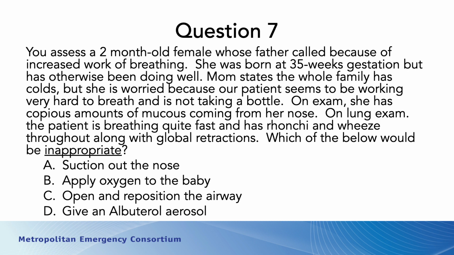This is a kid with bronchiolitis. It's 2 months old. Everybody always wonders, you know, bronchiolitis, asthma. This is a very young child, and there's a lot of viral symptoms, so it's bronchiolitis. So their biggest problem is their nose. So you can suction the nose out. You can give them some oxygen if they're hypoxic. You can reposition the airway, but albuterol really doesn't have a role in bronchiolitis. They've looked at it for years, and it doesn't do anything except make the kid more jittery. So the answer to this one, for the wrong answer, is D.